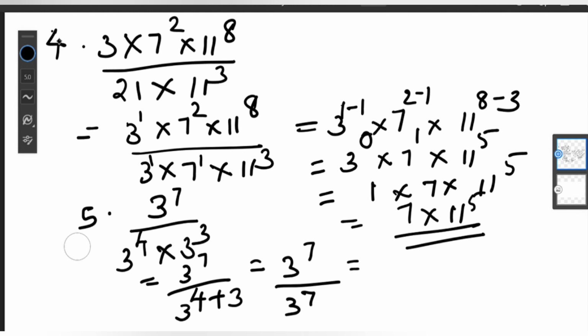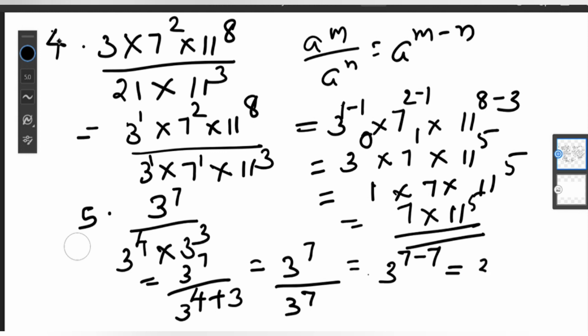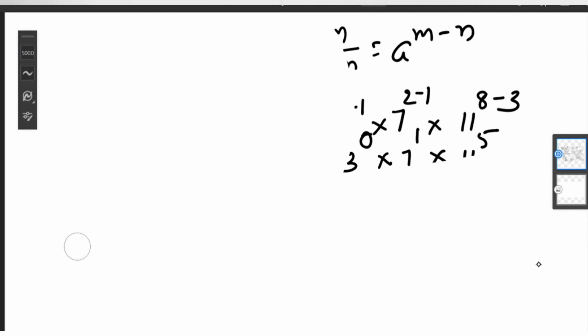That is equal to 3 to the power 7 by 3 to the power 7. 4 plus 3 is 7. So a to the power m by a to the power n is what? A to the power m by a to the power n is equal to a to the power m minus n. So 3 to the power 7 minus 7. What is that? 3 to the power 0. Any number raised to 0 is 1. So we got the answer as 1.